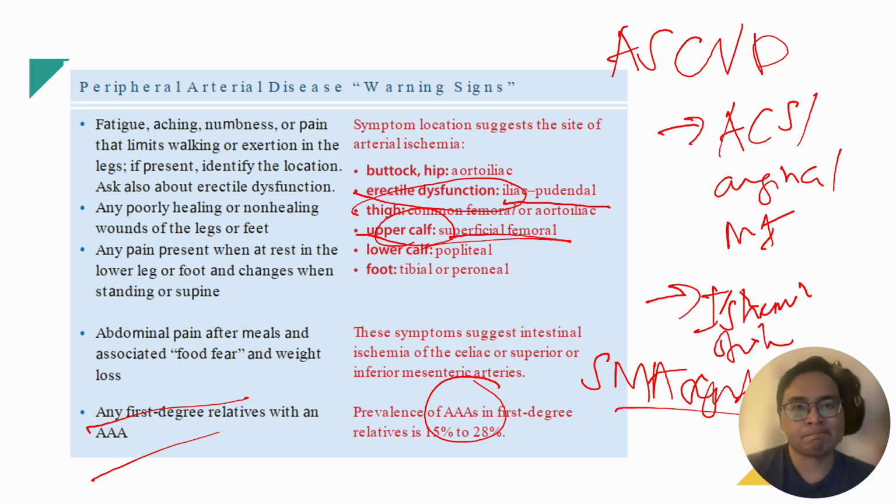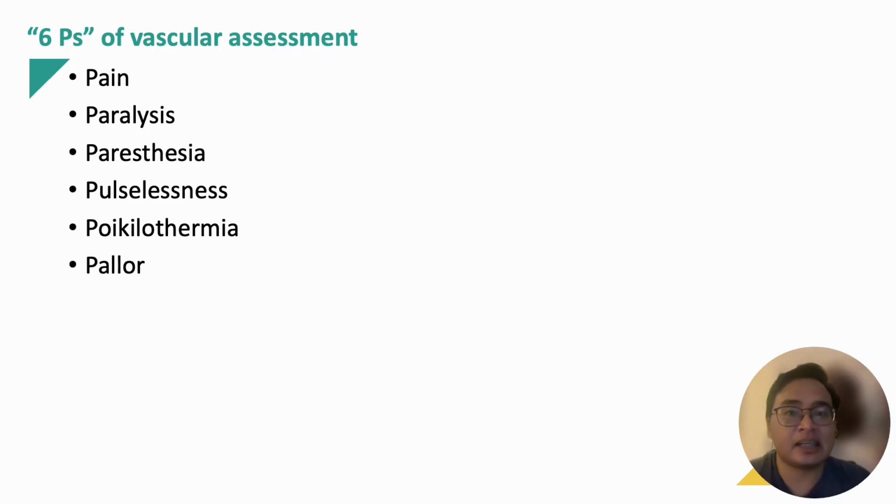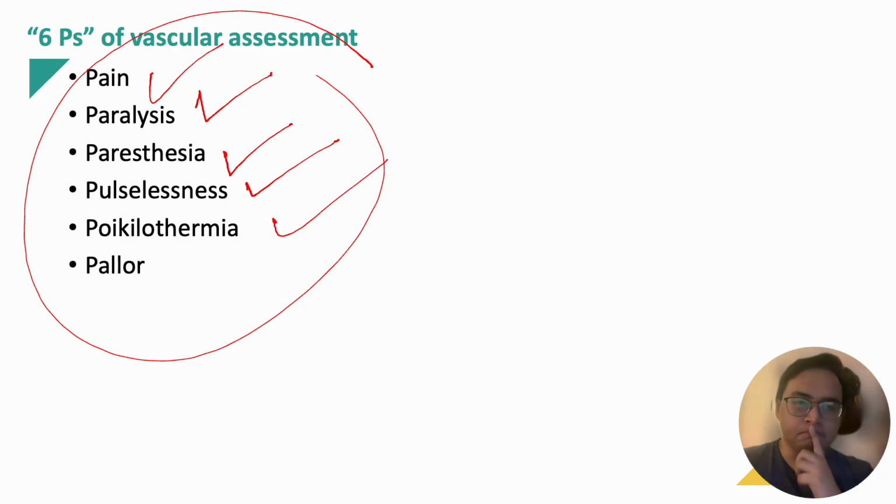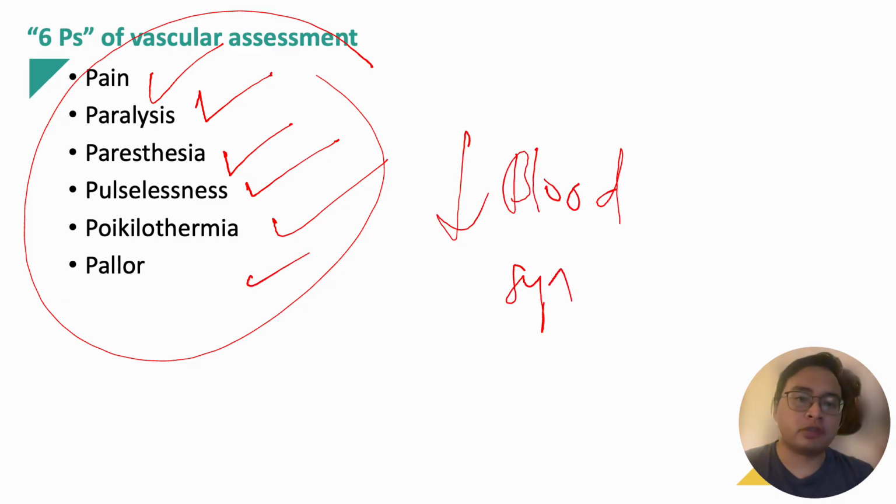Okay? So when you're investigating a potential arterial disease, you look for the 6 P's. Pain, paralysis, paresthesias, which is like a pins and needle sensation. The pulse may also be weaker in that area. And it may be cold to the touch, called poikilothermia. Of course, there may be pallor in that area because of poor blood supply. Okay, all of these are caused by poor blood supply because of obstructed arteries.